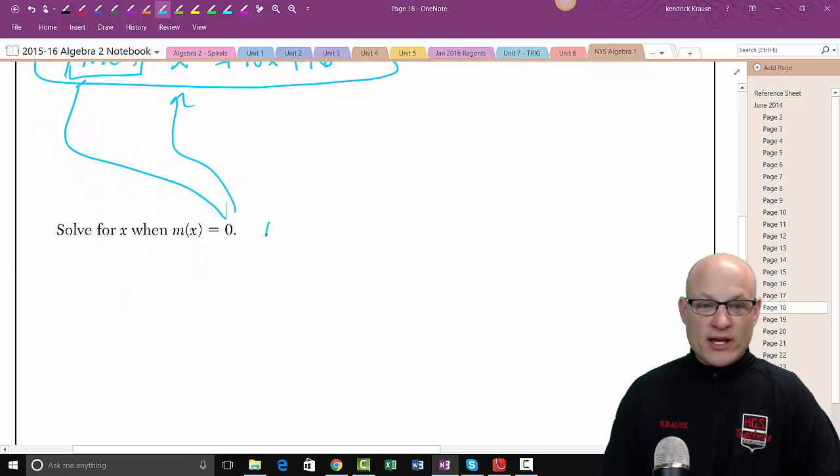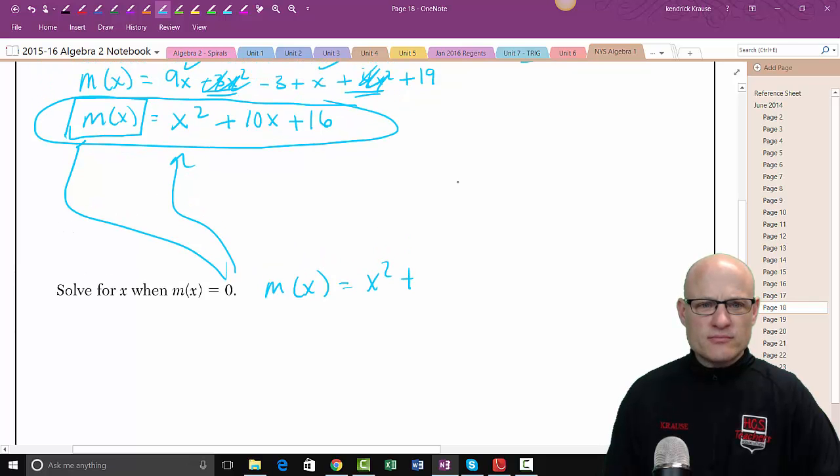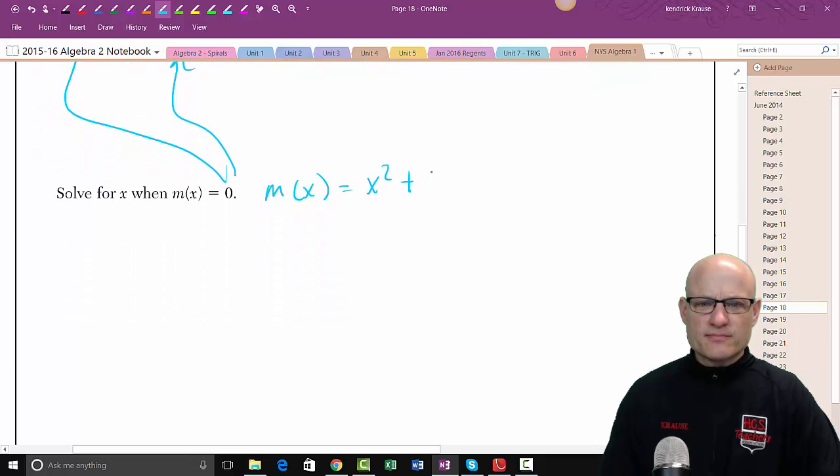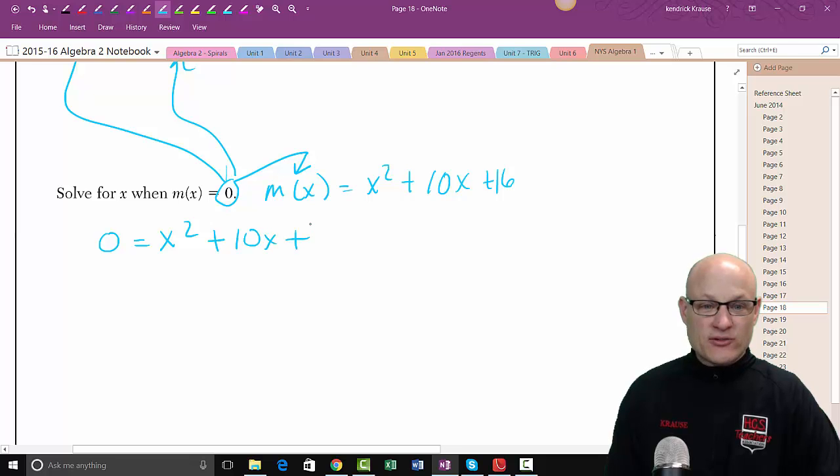So we're going to take this. We have right now m of x equals x squared plus, was it plus 10x? Plus 10x plus 16. And they say, okay, m of x is equal to 0. So this is equal to 0. So now they're saying, okay, 0 is equal to x squared plus 10x plus 16. So 0 is equal to x and x plus 2 and plus 8.